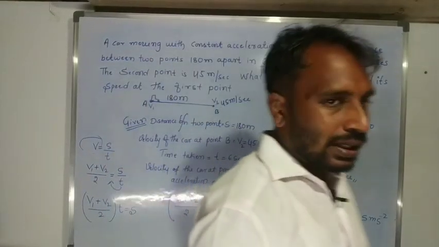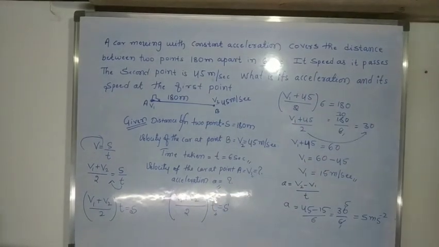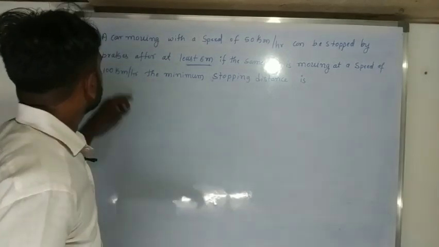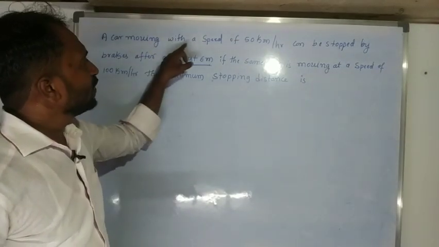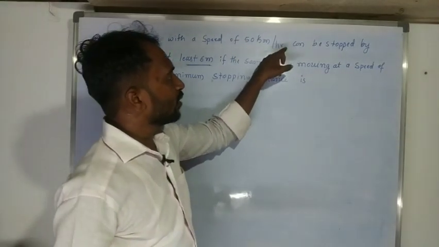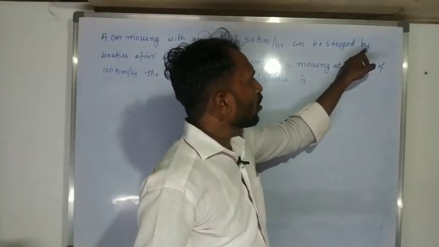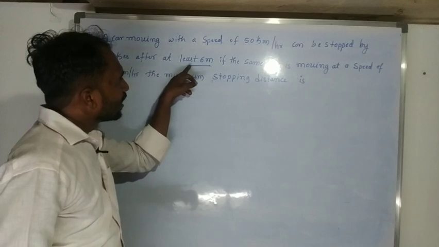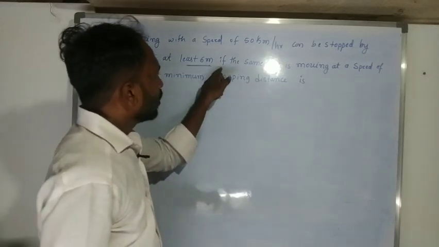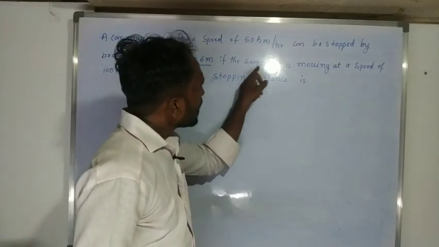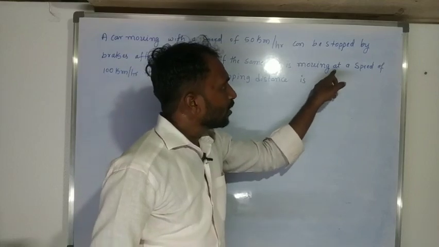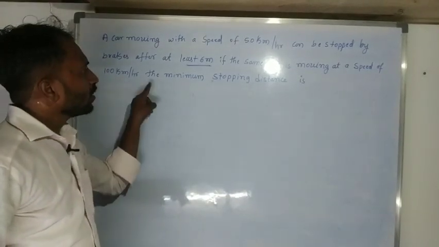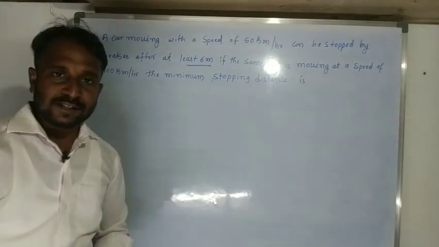Okay, so next problem. Our next question: a car moving with a speed of 50 km per hour can be stopped by brakes after at least 6 meter. If the same car is moving at a speed of 100 km per hour, the minimum stopping distance is.